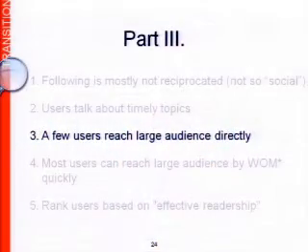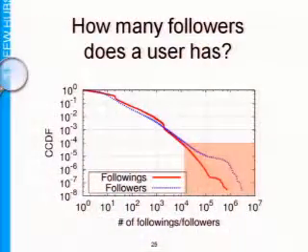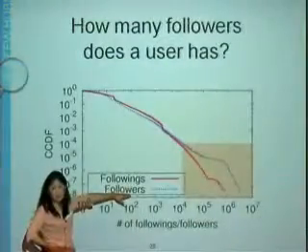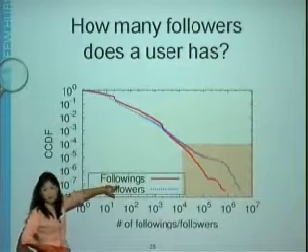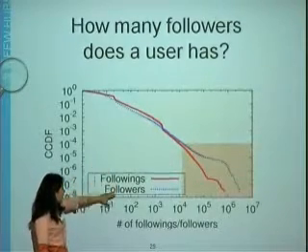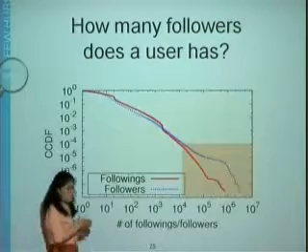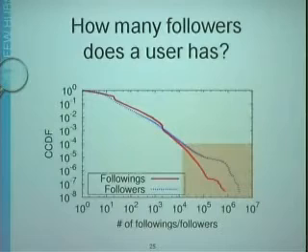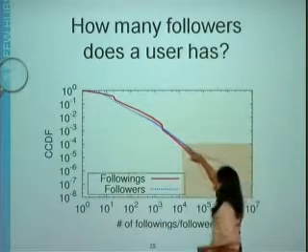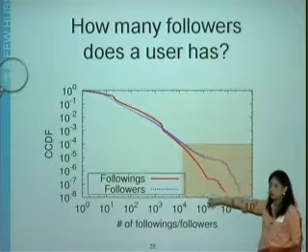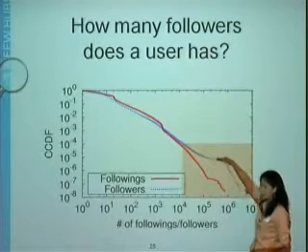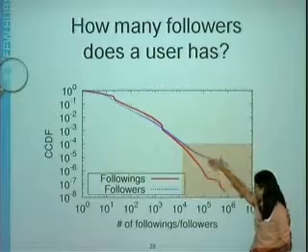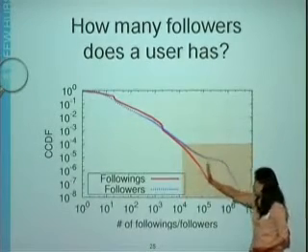And then the next thing is a few users reach a large audience directly. So this is the graph that probably you wanted to see. The blue line is the number of followers a user has. The red line is the number of followings a user has. We hear a lot about power law. In a social network, you expect to see a power law, so it should basically be a straight line, but beyond the 100,000 point, the tail is lifted, and for the other part, the following, the red line, the tail is dropped.